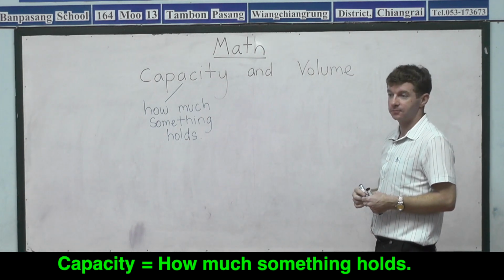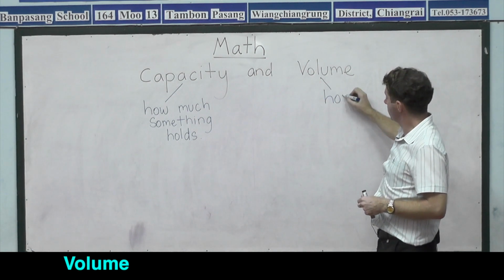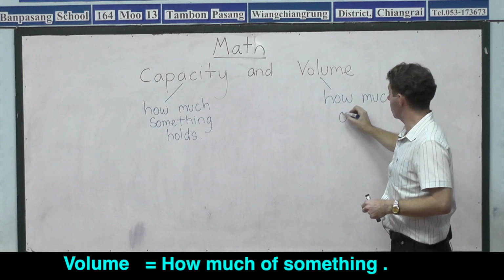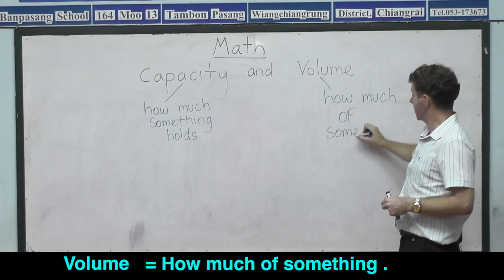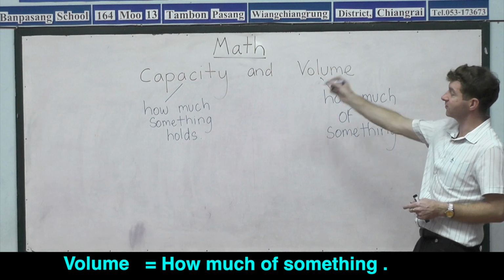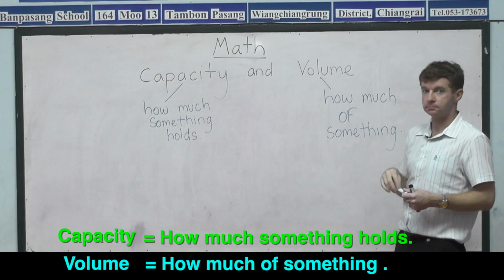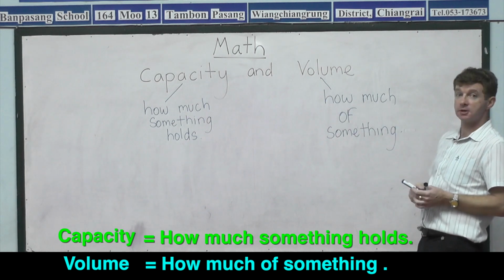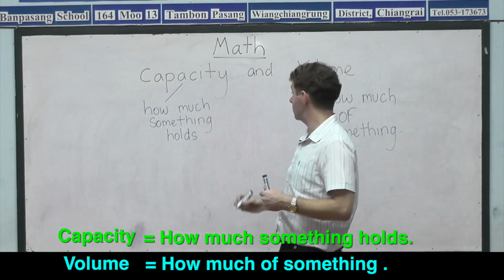Volume. How much of something. H-O-W M-U-C-H O-F S-O-M-E-T-H-I-N-G. Excellent. So one more time. Capacity: how much something holds. And volume: how much of something. Okay, and now we'll do a visual diagram on the board.